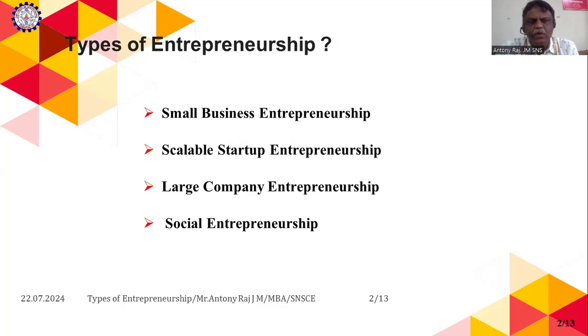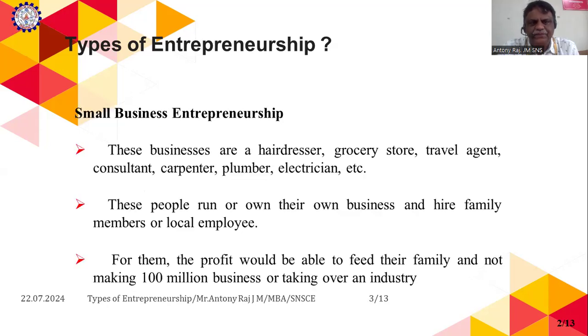First is called small business entrepreneurship. Second is scalable startup entrepreneurship, the third is large company entrepreneurship, and fourth is social entrepreneurship. So we will see very clearly what each one of them is, because everyone has some unique characteristics, and also see what the differences are between these four types in the next slides.